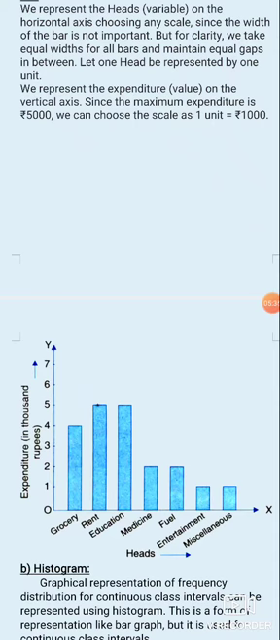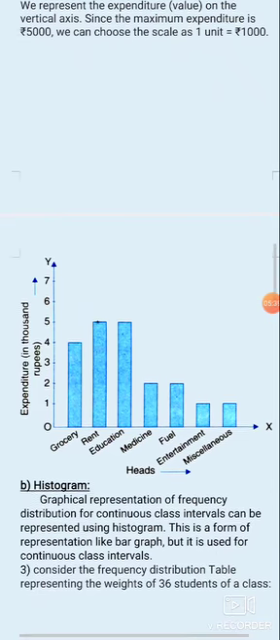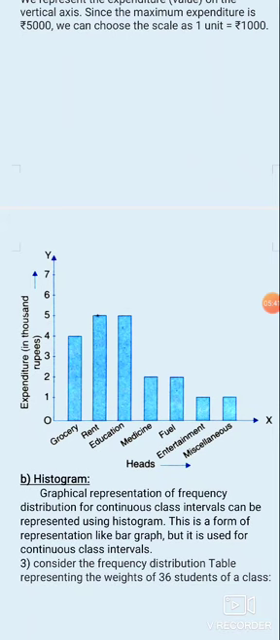Clear? Now the second graphical representation is the histogram. Graphical representation of a frequency distribution for continuous class intervals can be represented using histograms. This is a form of representation like a bar graph, but it is used for continuous class intervals. So the difference is: same as in the case of a bar graph, but for continuous class intervals we use histograms.